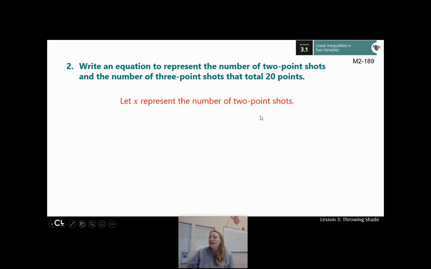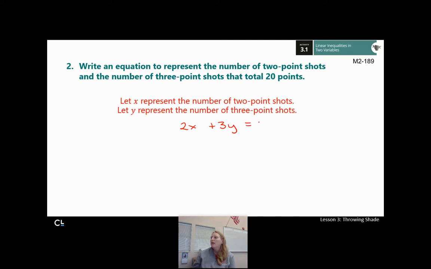I'm going to use x and y, and I'm going to let x represent the number of 2-point shots, and let y represent the number of 3-point shots, just so I know what x and y are. Of course, 2-point shots are 2 points each, so we'll do 2 times x. And 3-point shots are 3 points each, so we'll add 3 times y. And of course, we want it to equal 20, right? They did say to write an equation. We've written an equation. Hooray! Good job, us.